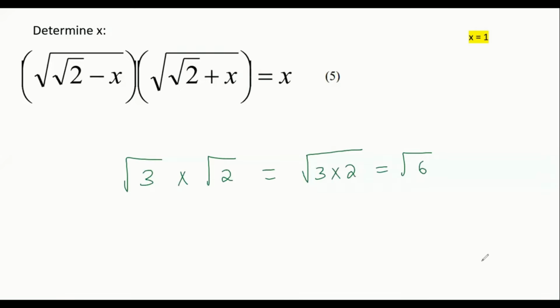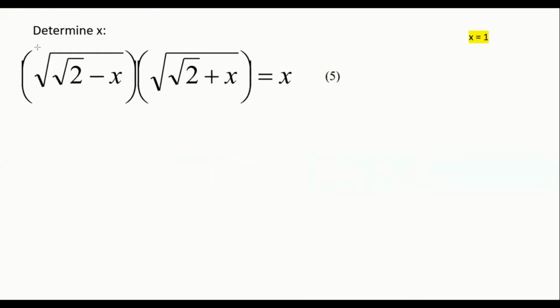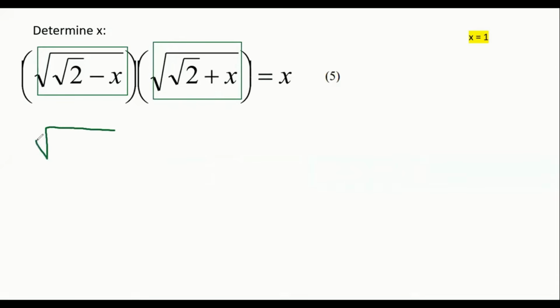So what I'm going to do is look at these two square roots over here, this one and this one, and I'm going to make that into one big square root. Okay, so that's just going to become one big square root like that. And then I'm going to put the first bracket, so that's going to be square root 2 minus x. And then the other one will be square root 2 plus x. Okay, so you see what I've done there? I've just taken the two square roots and turned it into one big square root. And then on the other side, we just have x.